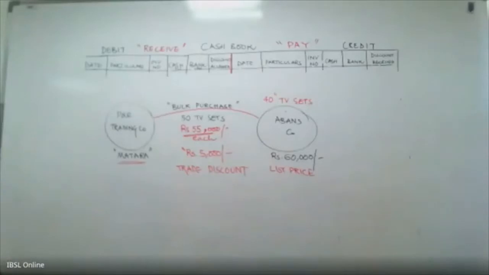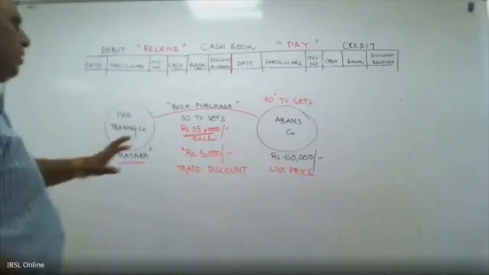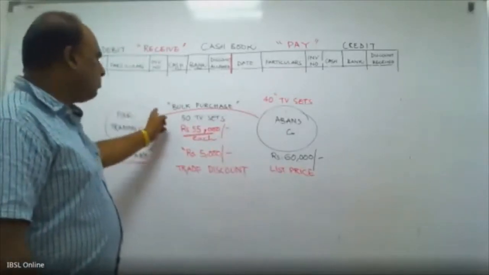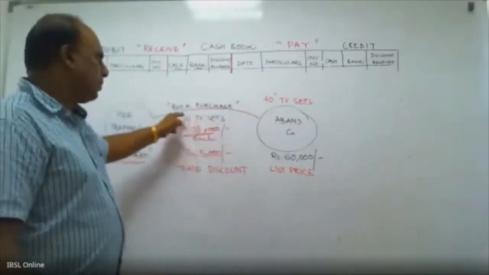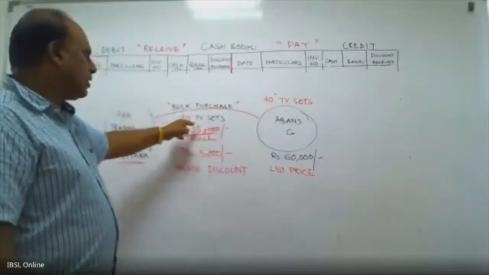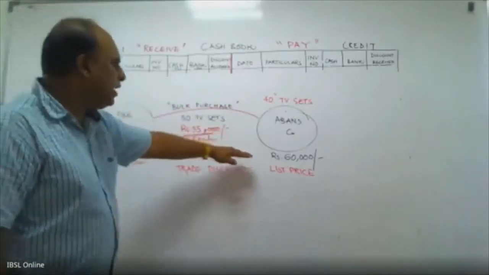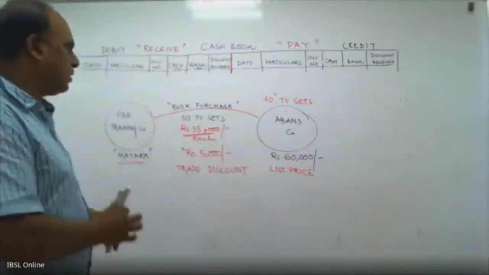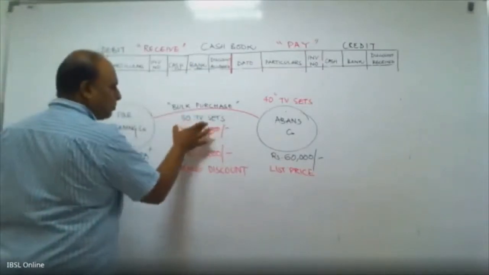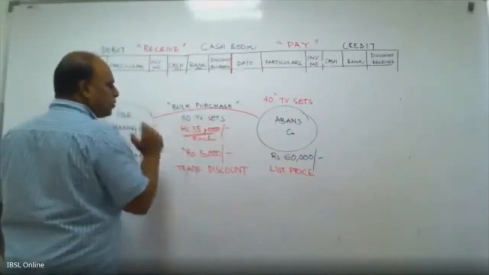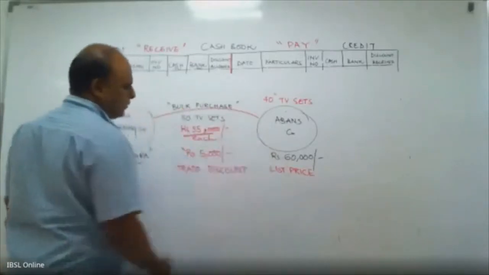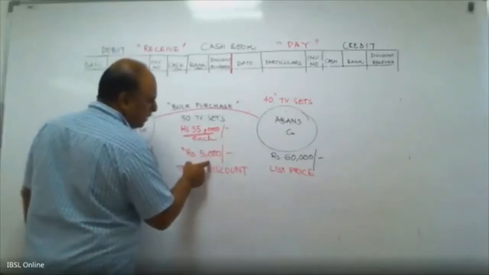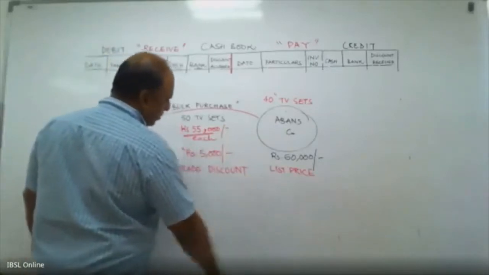See, why did I give this? I'm now Aban's company. Why did I give this? To encourage bulk purchase. So at the time of the bulk purchase, I will reduce my list price by some amount and offer the customer to buy more products, to encourage them to buy more products, so that I do a large amount of sale. When I offer a discount at that time, that is known as a trade discount.